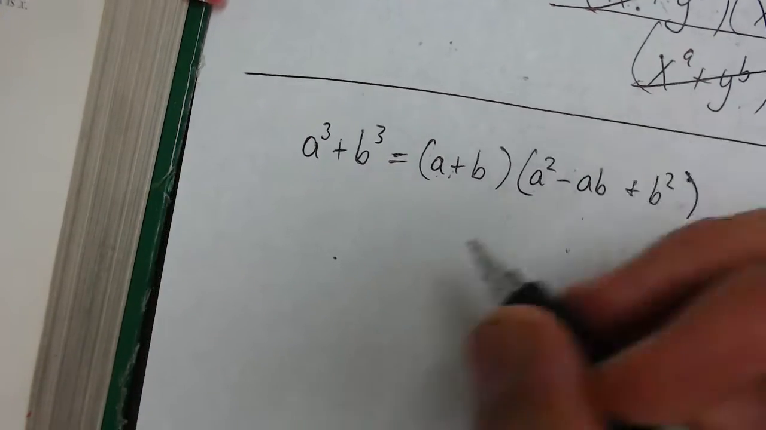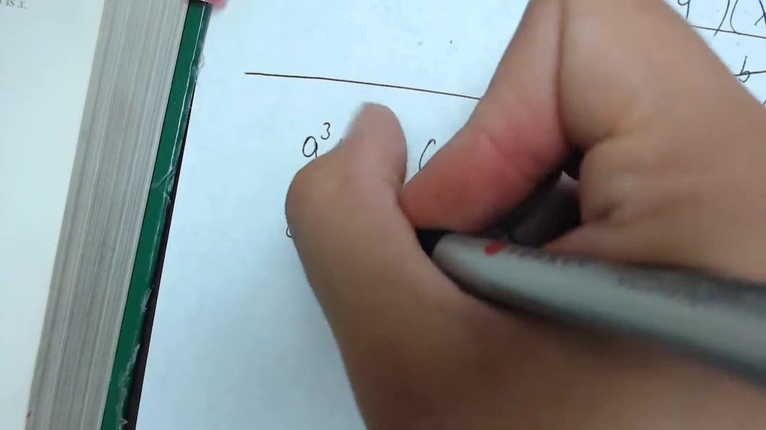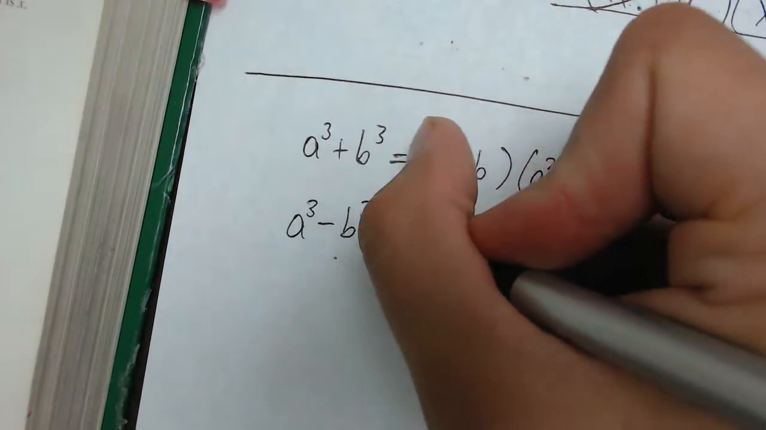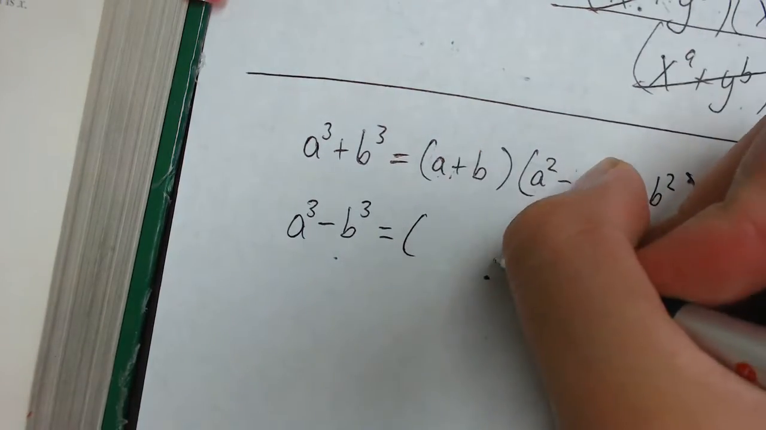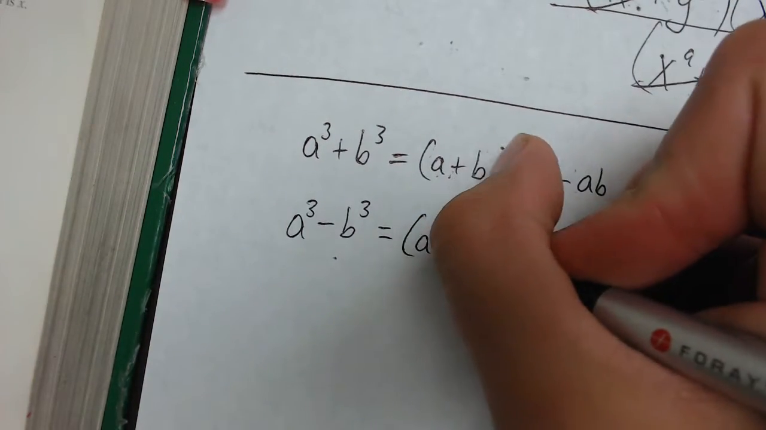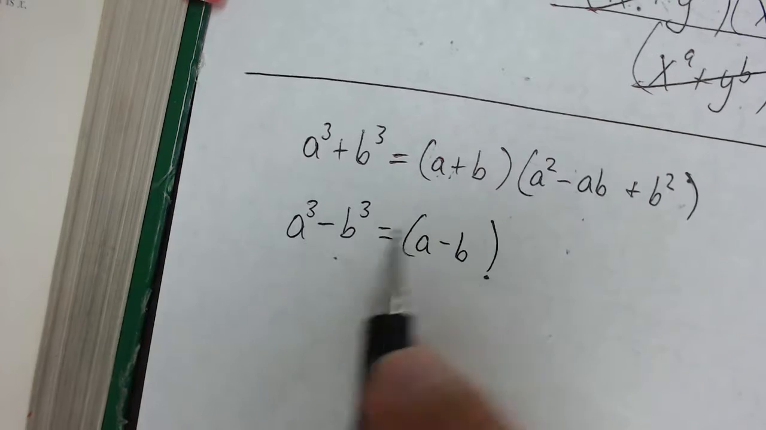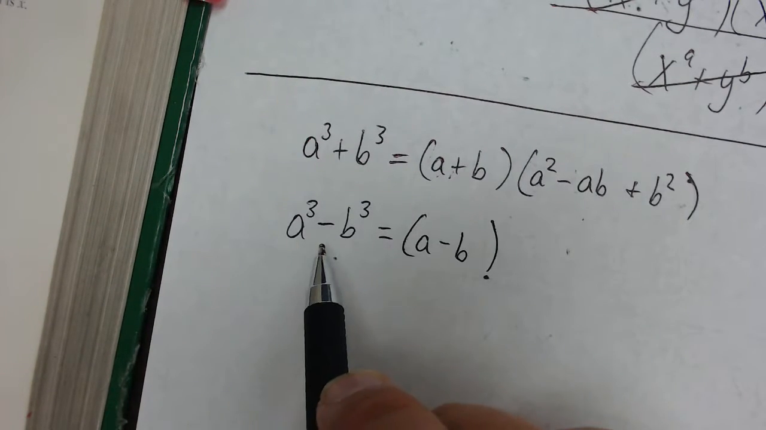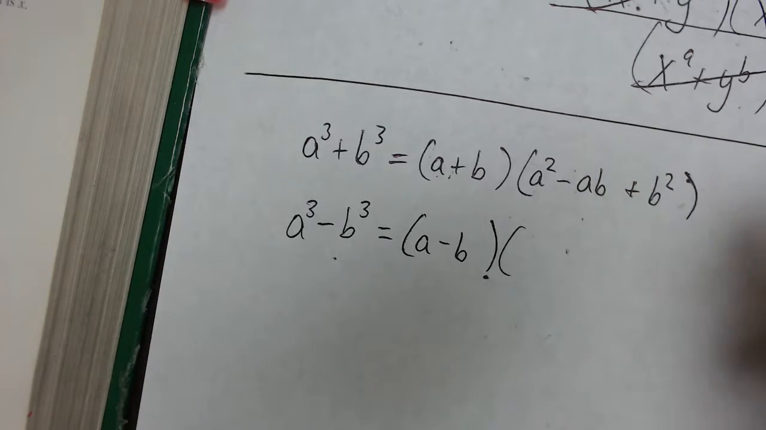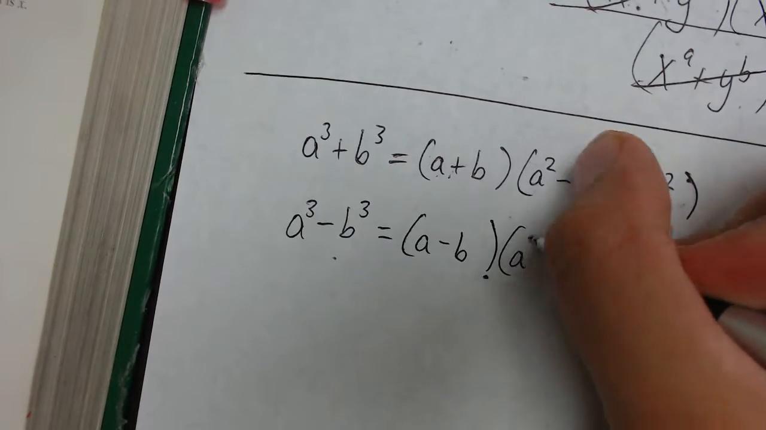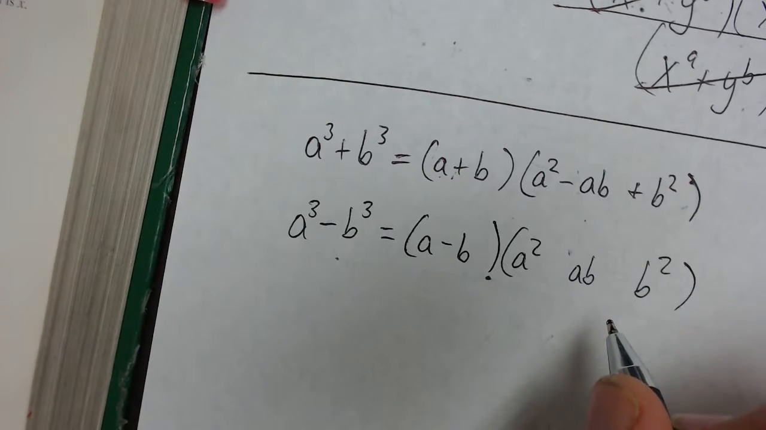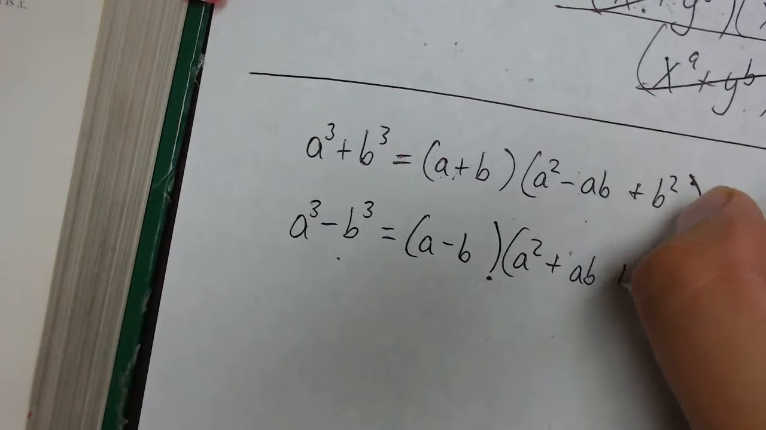Now, if it's negative, a cubed minus b cubed, so this would be the difference of two cubes, what you get is the first polynomial is actually negative. It's a minus b, right? So that should be pretty easy to latch onto. Positive, a plus b, negative, a minus b. And then you're going to have a quadratic again. It's going to be in the form of a squared, ab, b squared. But this time, all of the signs will be positive.